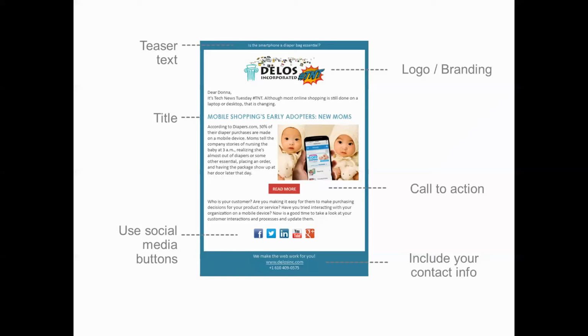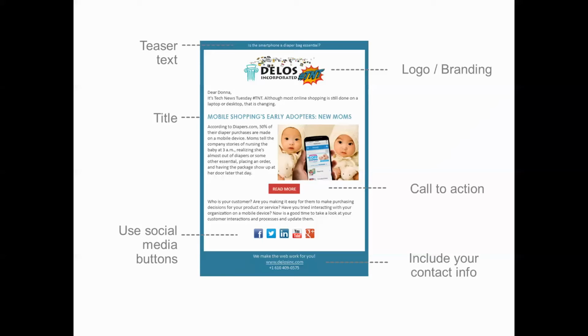At the top you see something called the teaser text. This is a preview that shows in the inbox before someone opens your email, so it's a good idea to pay attention to this. Logo and branding so that people know it's from you. Have a title so it's skimmable. Have a single call to action. And making sure that you're including your contact and social media and hours and other information every time.